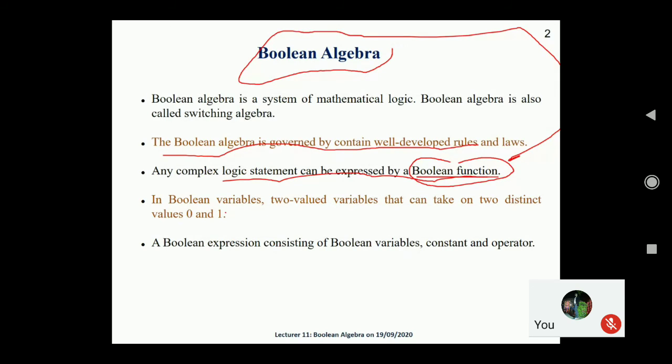Always remember, Boolean variables, or you can consider them as literals, are two-valued variables that can take on two distinct values. When we are writing a variable, we are assigning either 0 or 1. Only two logic values we can insert: one is called 0 and another is called 1. A Boolean expression consists of Boolean variables, constants, and operators, which I have already discussed.